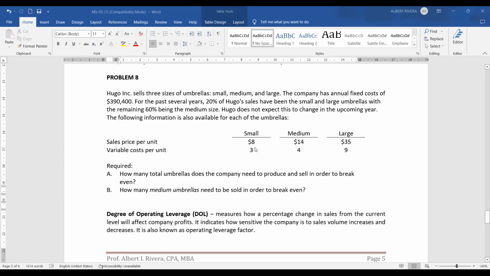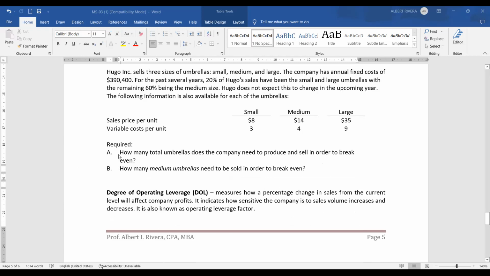So your step number 1 is to compute for the CM times the sales mix to get the weighted average contribution margin. The total of those weighted average contribution margin per size would be your weighted average contribution margin in total that will be used in getting the break-even point. So your fixed cost here is 390,400 divided by the weighted average contribution margin per unit to get the number of units to be sold at break even. Okay? And once you have computed that, that is the answer for requirement A.